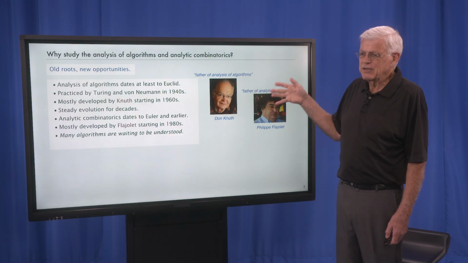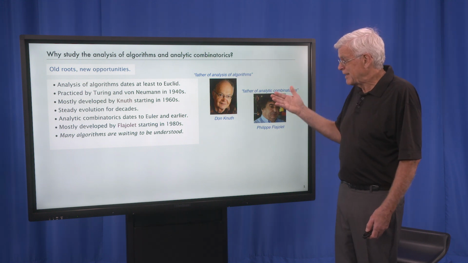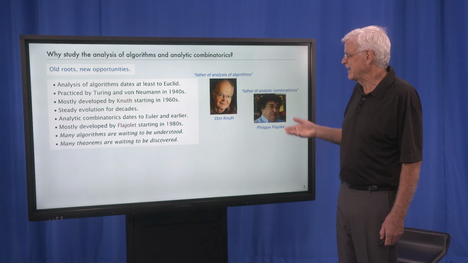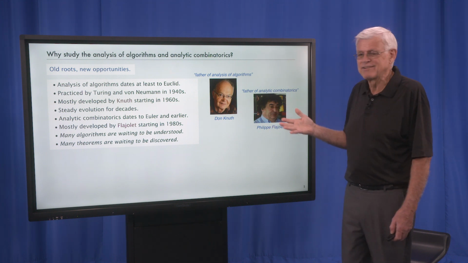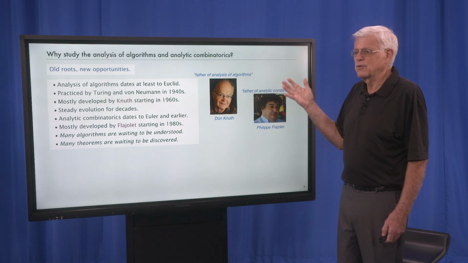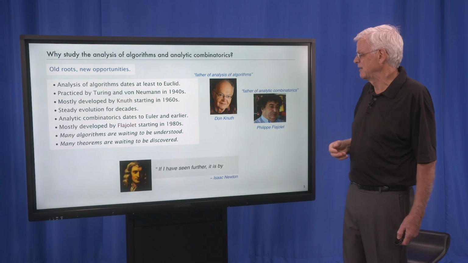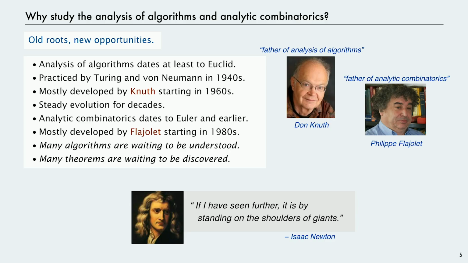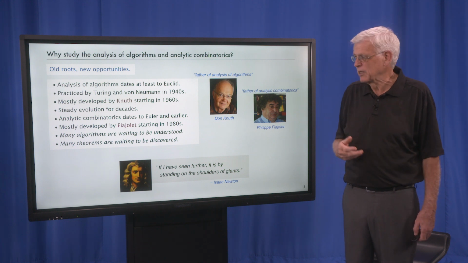But the thing is, despite all these old roots and all this work, there's many algorithms that we still don't understand, and there's many theorems that we still need to discover and prove. There's all kinds of new opportunities still in these fields. Old roots and new opportunities. You'd like to work in an area that's been richly mined by smart people, as this quote by Isaac Newton makes clear. If I have seen further, it's by standing on the shoulders of giants. With the analysis of algorithms and analytic combinatorics, we get to do that.